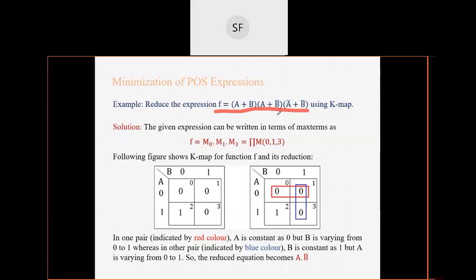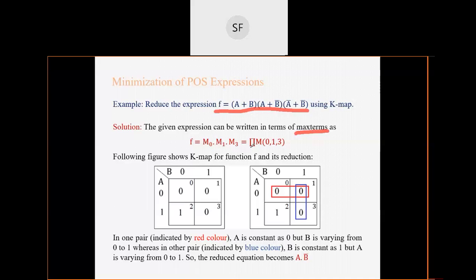Now you understood that it is a two variable function and it is in POS form. Now since it is in POS form, will max term come or min term come? There will be max term. Right. So now you got the max term. So this is the representation for max term, capital M. Min term means small m.